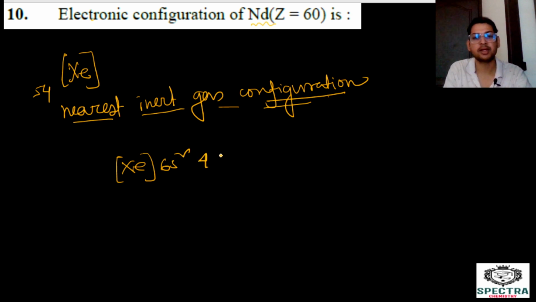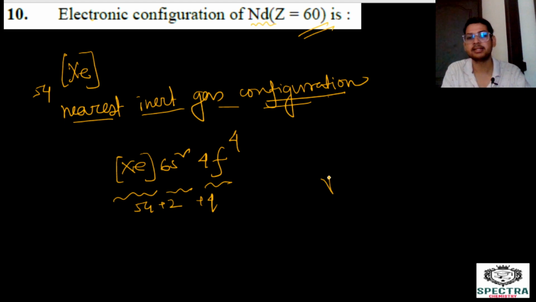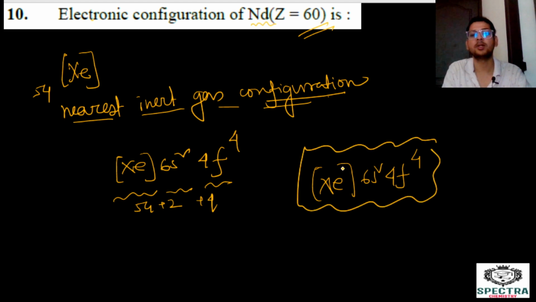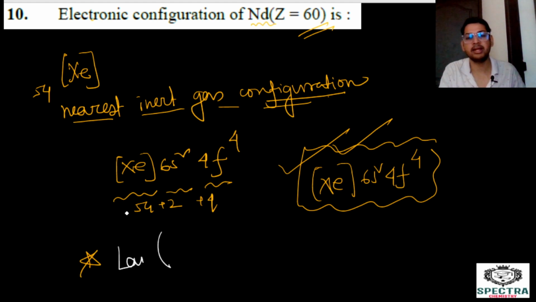After 6s, you are having 4f, and how many electrons? You see 54 plus 2, 56 is done. You have to go to 60, so you have to add plus 4. That's it. Xenon 6s2 4f4. This you have to know. That will be your answer. It's so easy. But here there is something I want to tell you, that for lanthanum there is an anomaly, right? For lanthanum there is an exception, I can say.